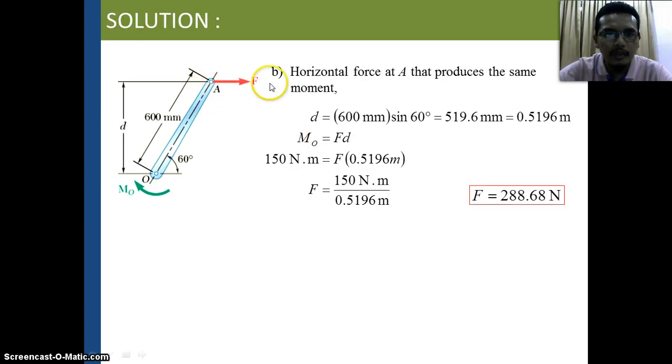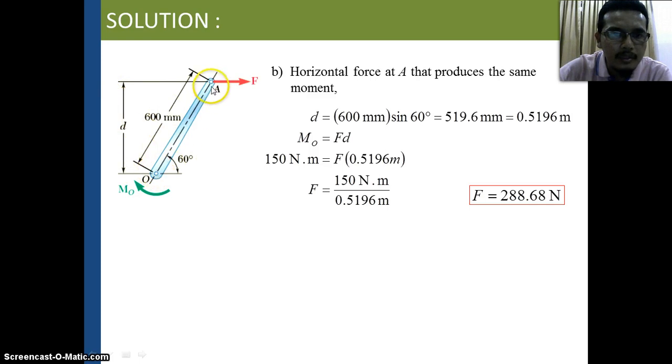So this force is a horizontal force. We have already 150 Newton meter, the same moment as produced in part A just now. So F multiplied by D. This F must multiply by a perpendicular distance to the point O. This is the line of force, but we have the line of the axis, so from here to here must be perpendicular to the line of action. So this D is perpendicular. We need to find this D.